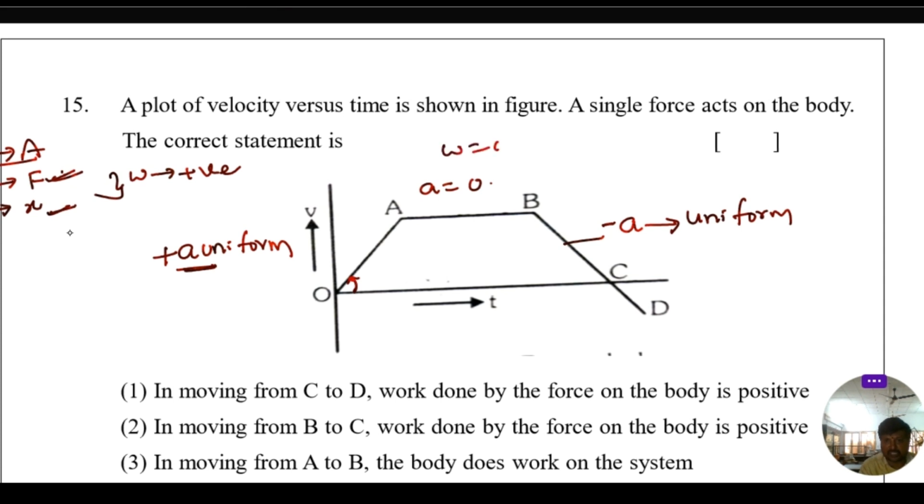Acceleration is 0, which means work done is also 0, because the body moves with constant velocity. Net force is equal to 0, so work done is equal to 0. Next, B to C.